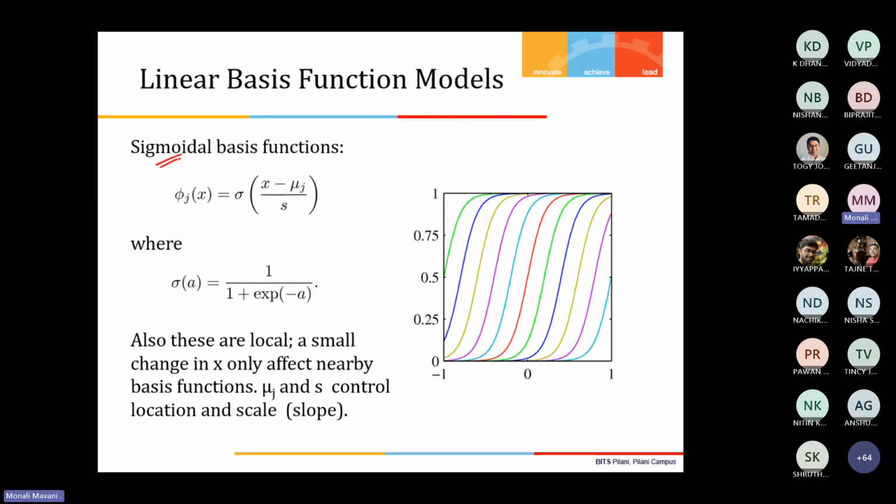Similarly, we can have a sigmoidal basis function. Sigmoid is another mathematical expression, and this is the symbol for a sigmoid, where x minus, again, this is the mean and this is the standard deviation. And what is a sigmoid function? It is 1 upon 1 plus e raised to minus a. So this is a sigmoid of a function.